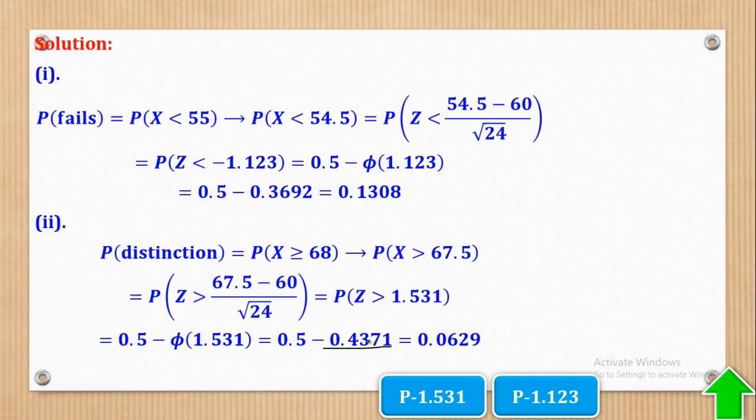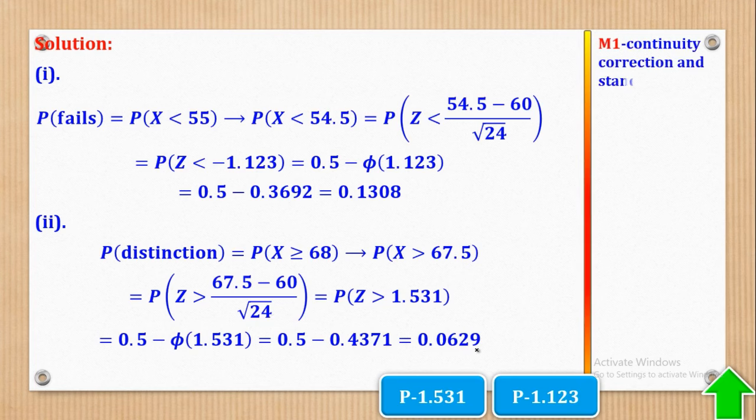So that is where this value is coming from. Then we'll subtract to come up with 0.0629. So basically that's what they wanted. Now let's see how much can be awarded.